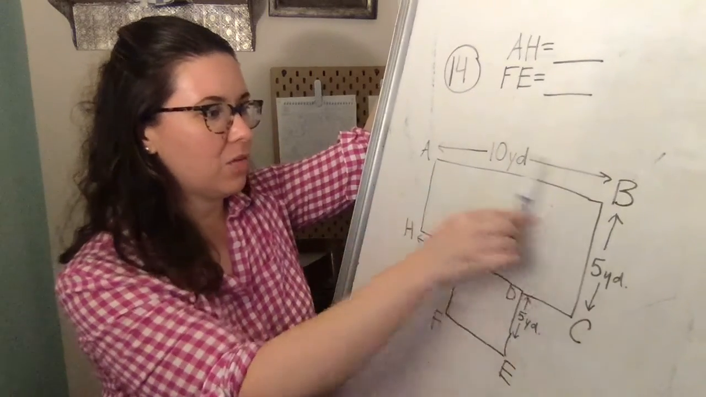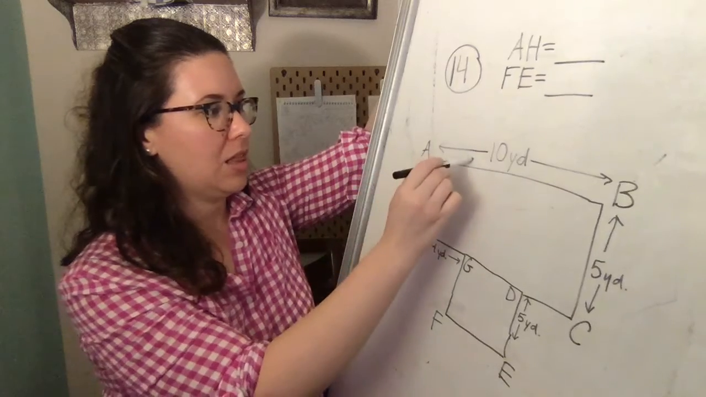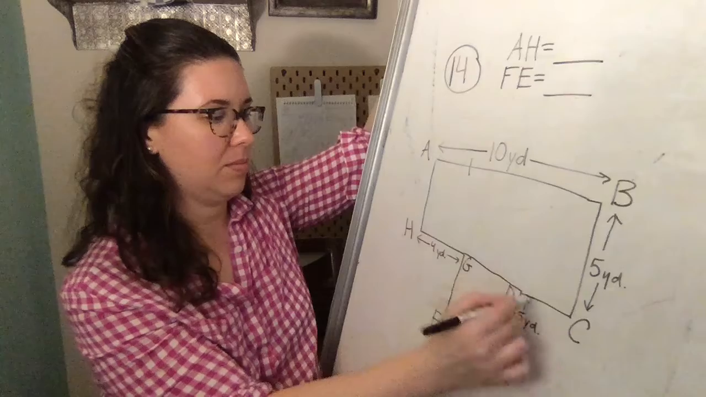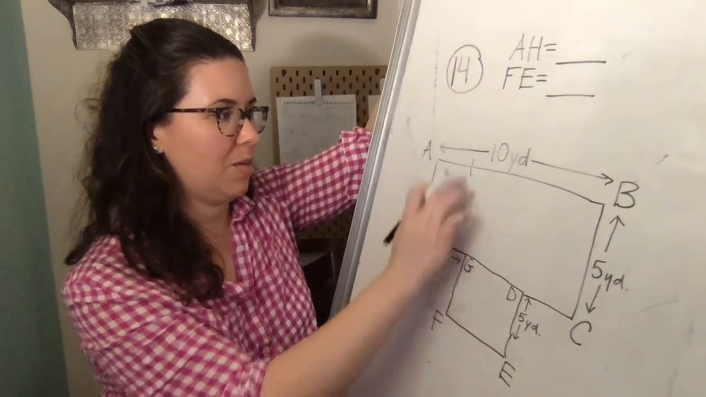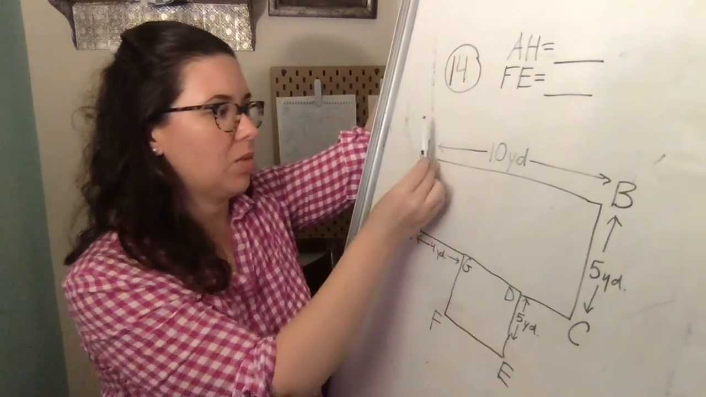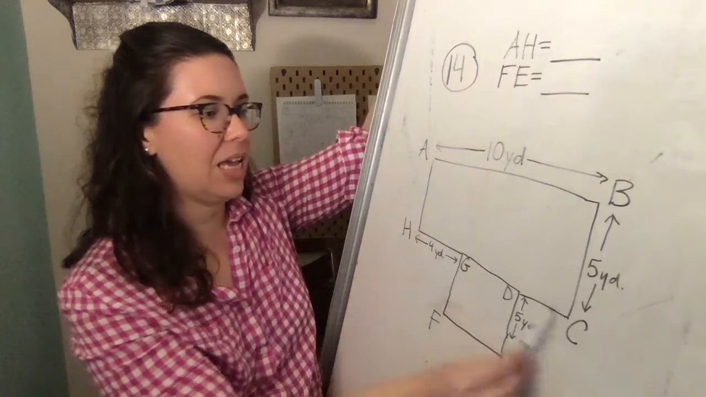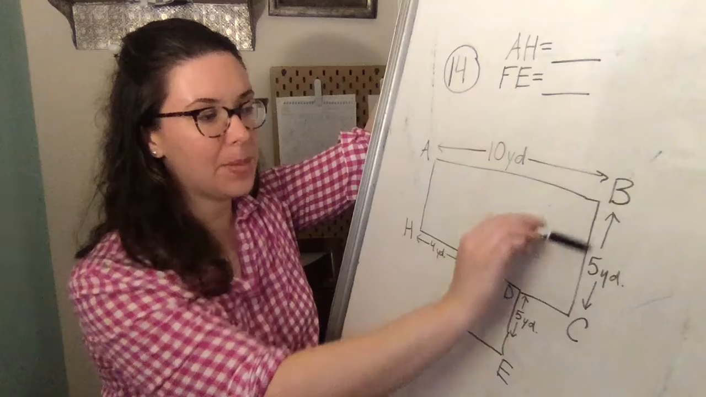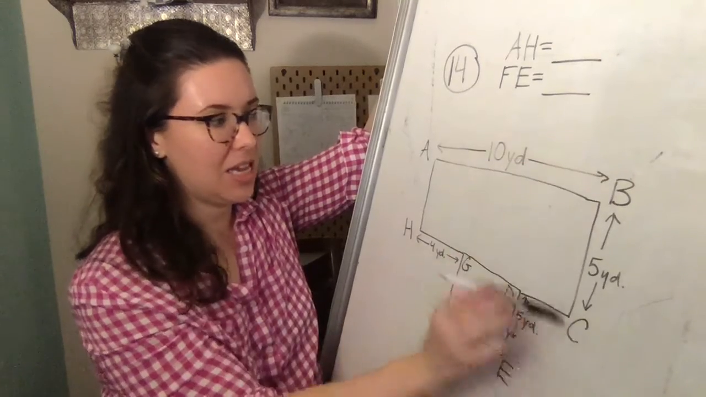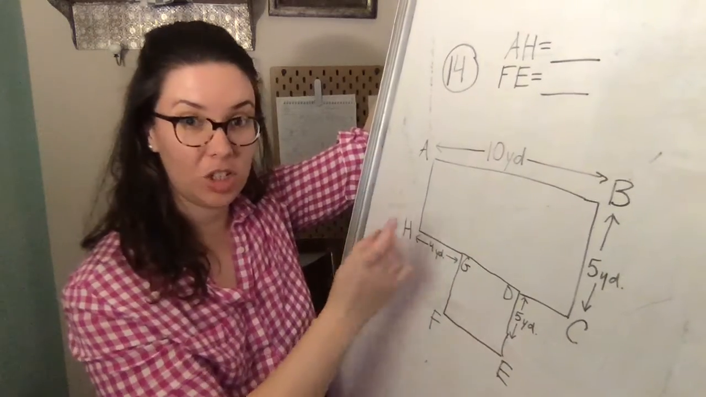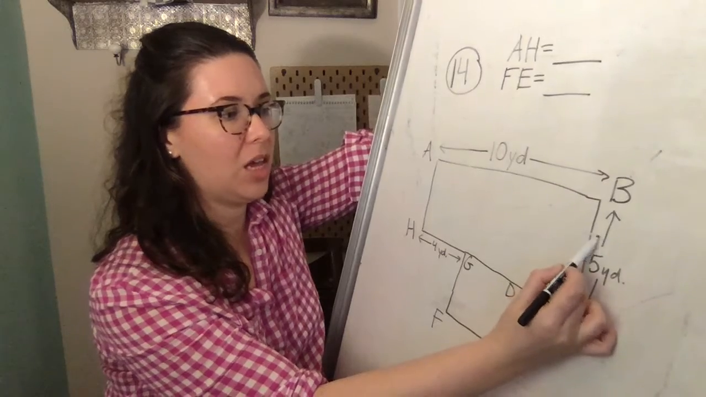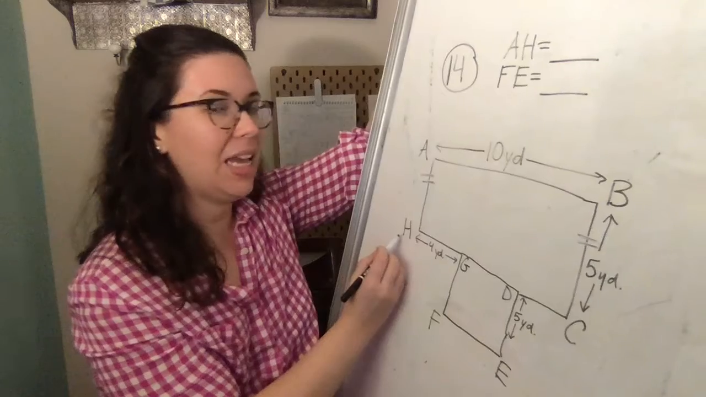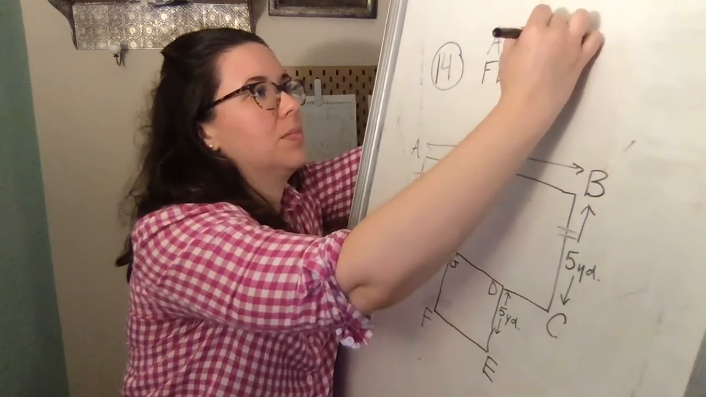If this is my rectangle, this length and this whole length should be the same. I don't want to confuse you guys with that. So this AB and HC will be 10 yards. But then the opposite pairs, BC and AH, should be the same length. And I'll show that with a double line. AH is 5 yards.